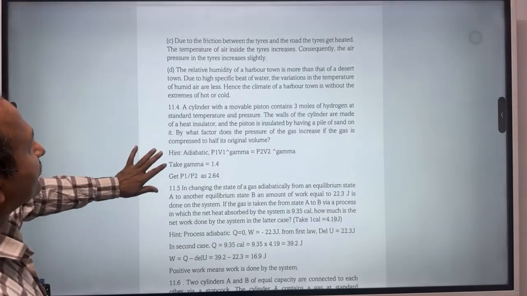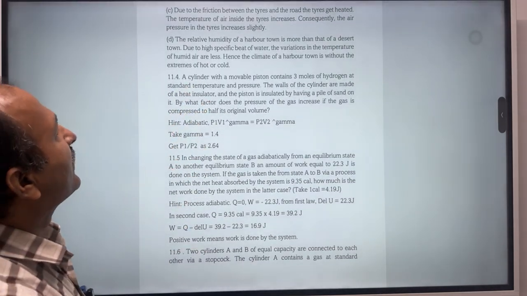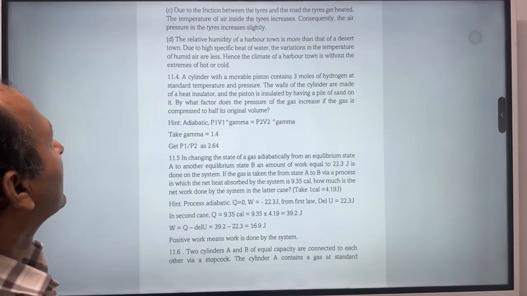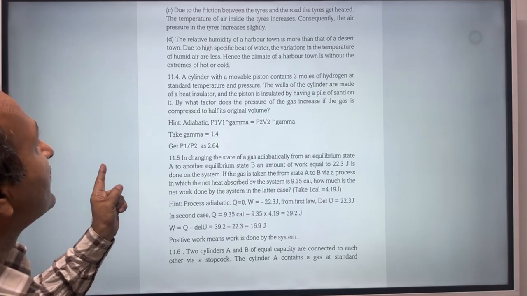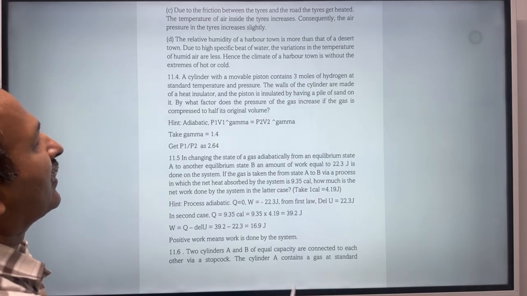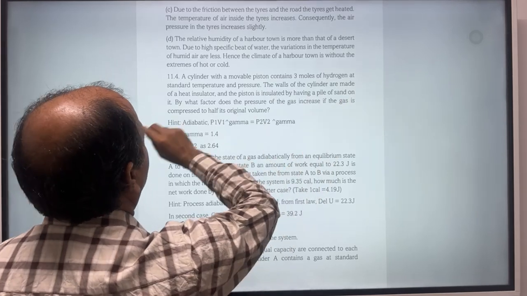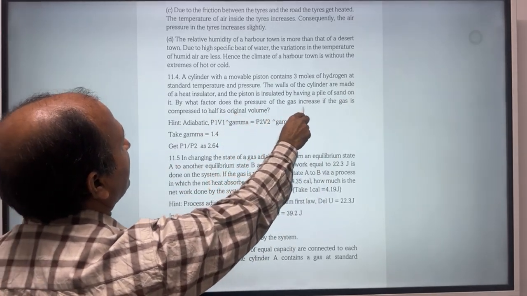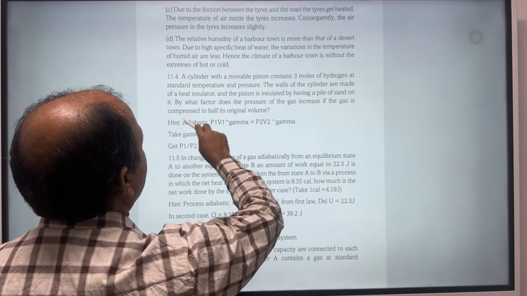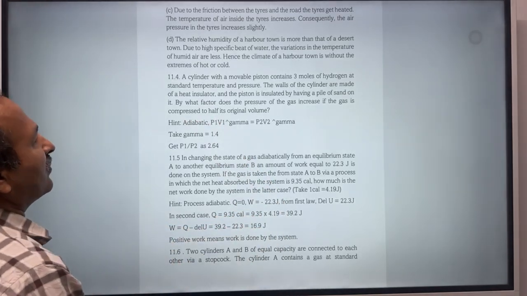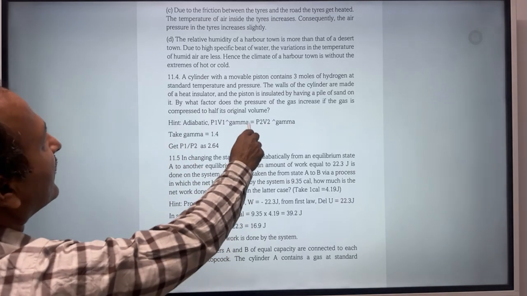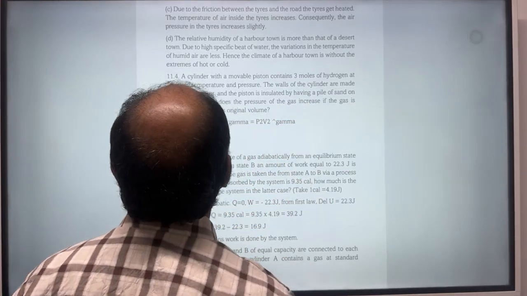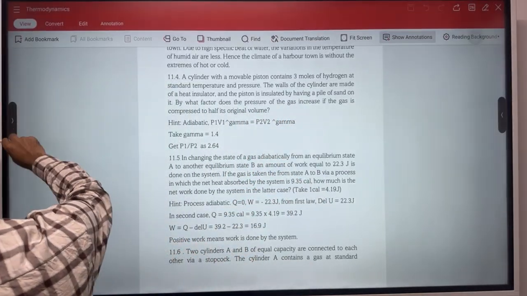Next question says, a cylinder with a movable piston contains 3 moles of hydrogen at a standard temperature and pressure. The walls of the cylinder are made of heat insulator and the piston is insulated by having a pile of sand on it. By what factor does the pressure of the gas increase if the gas is compressed to half of its volume? So here we have to find out by what factor the pressure of the gas increases. So let's find out what is happening here.